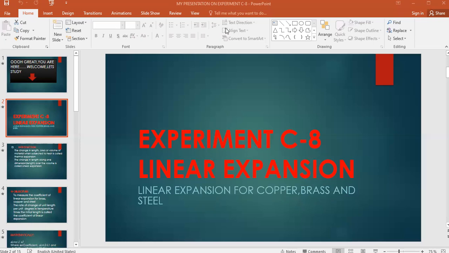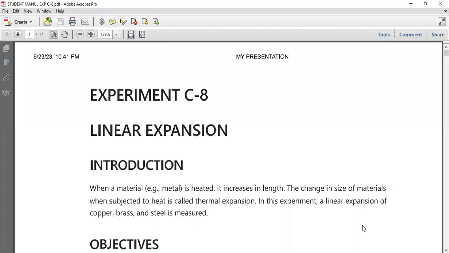So we are starting by looking at the methodology on ways that can be used to get this experiment. So the linear expansion experiment, introduction part of it, we see that when a metal is heated, it increases in length.